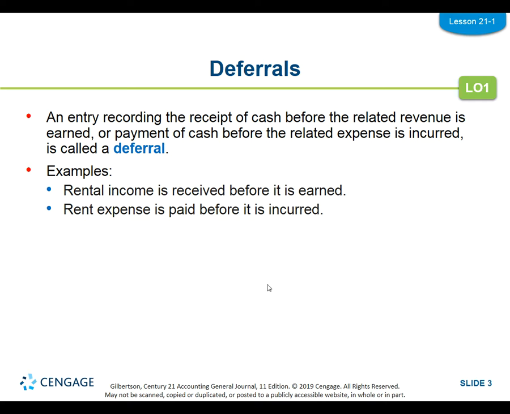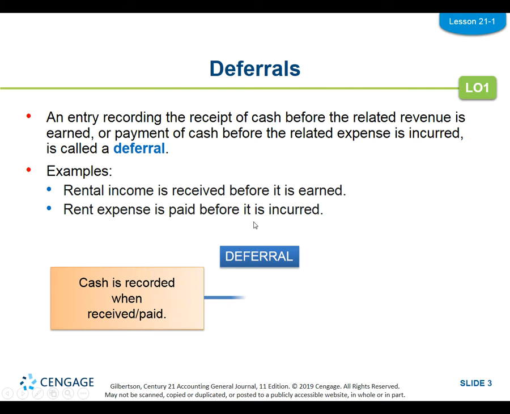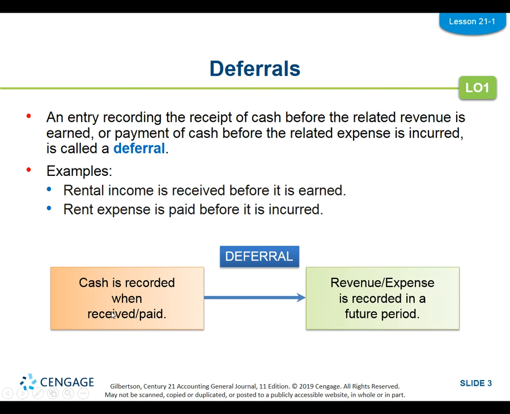Deferrals are the opposite. This is when you've got receipt of cash before the actual revenue is earned, and that's called a deferral. Rental income is received before it is earned. Rent expense is paid before it's incurred. So there you've got a deferral. Cash is received before it is earned.